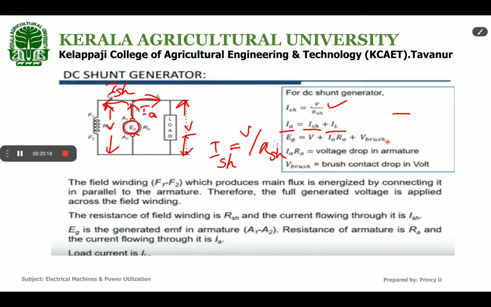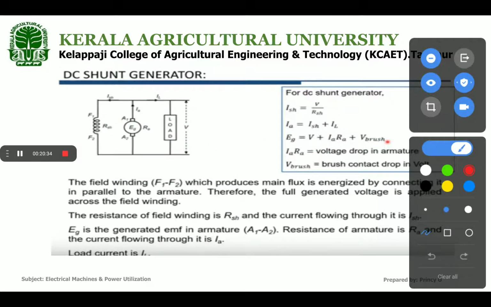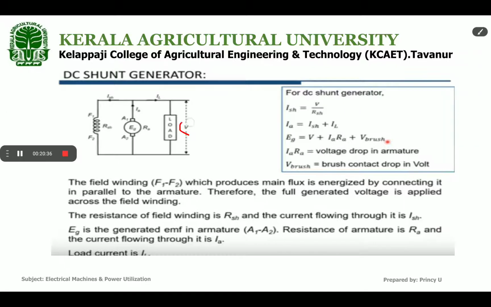And the generated EMF equation in terms of terminal voltage is the output voltage plus the drop in armature plus the brush contact drop. So you will get the generated EMF by using this equation. Okay. That is, if we know the output voltage or terminal voltage, plus the drops coming in, we will get the generated EMF.